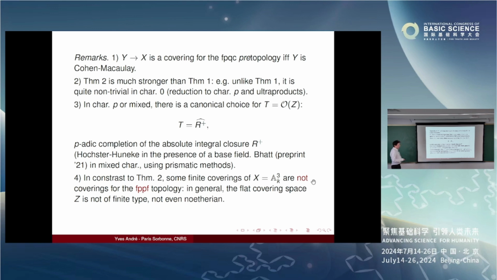There's a remark that I spoke about the canonical and the FPQC topology, but there is also the FPPF topology, which puts some condition of finiteness, some noetherianity or something. And one could ask, is it true that finite coverings of regular schemes are coverings for the FPPF topology? And this is wrong. For instance, already if X is an affine space of dimension 3, it's easy to construct some counterexample. What this means is that the flat covering space Z over Y over X is not expected to be of finite type in general, and not even noetherian. You see, for instance, that the universal answer in the mixed characteristic case or in characteristic P is a very, very big ring, so it's not noetherian.